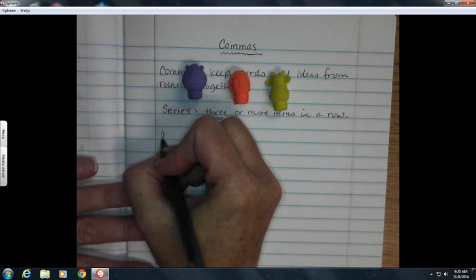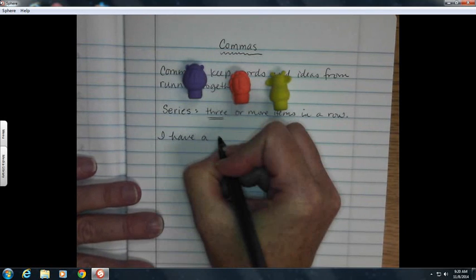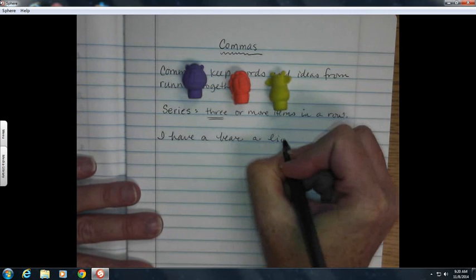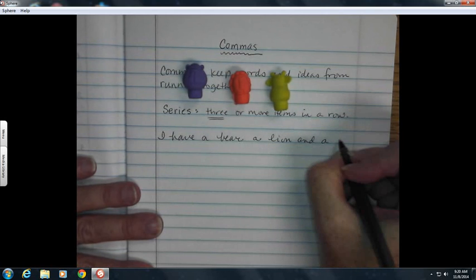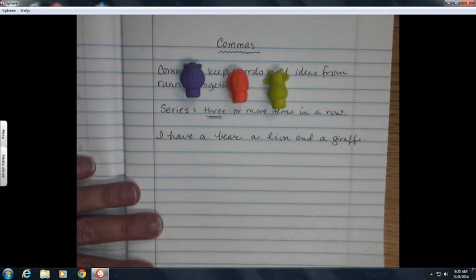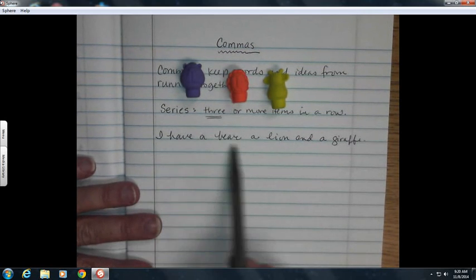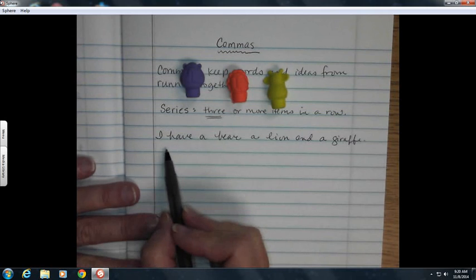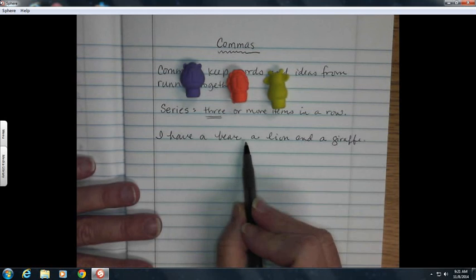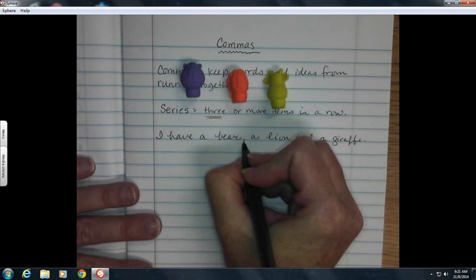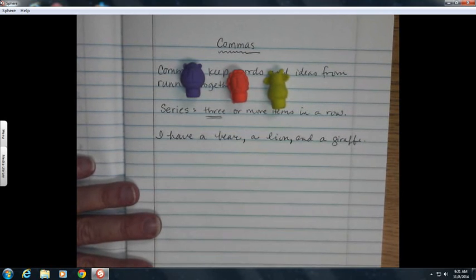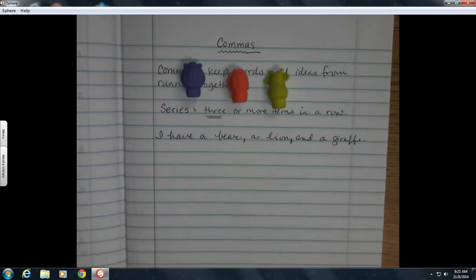I have a bear, a lion, and a giraffe. Now, you'll see I wrote it without any commas. I need to separate bear, lion, and giraffe with commas because it's 3 or more. So a bear, comma, a lion, comma, and a giraffe. Okay, so that's an example of how to use it in a series.